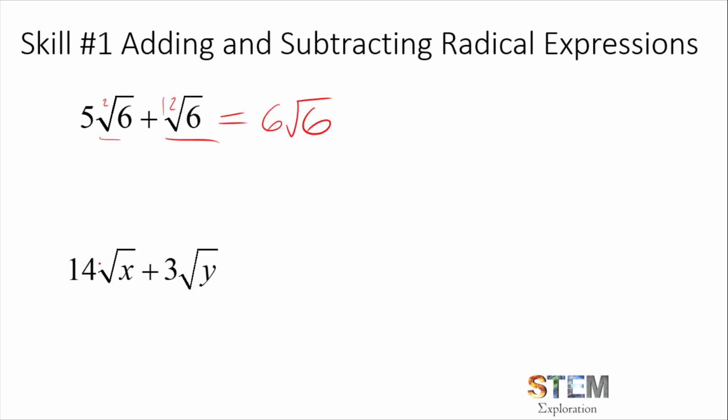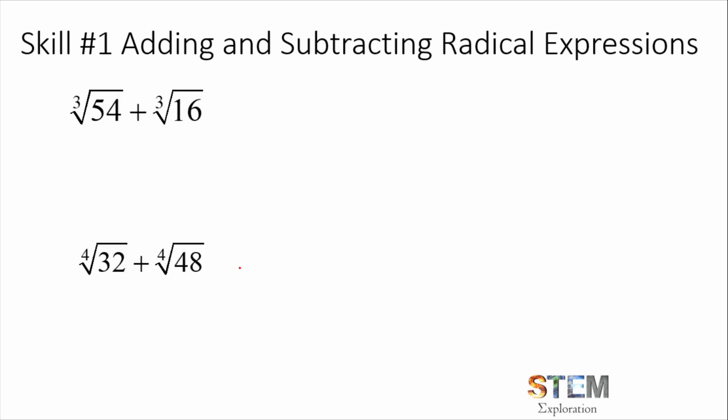However, if we have the square root of x and the square root of y, nothing can be done to simplify this because the radical portion of these expressions is not the same. So this only applies when the index is the same and the value in the radical sign is the same. The radicand is the same.